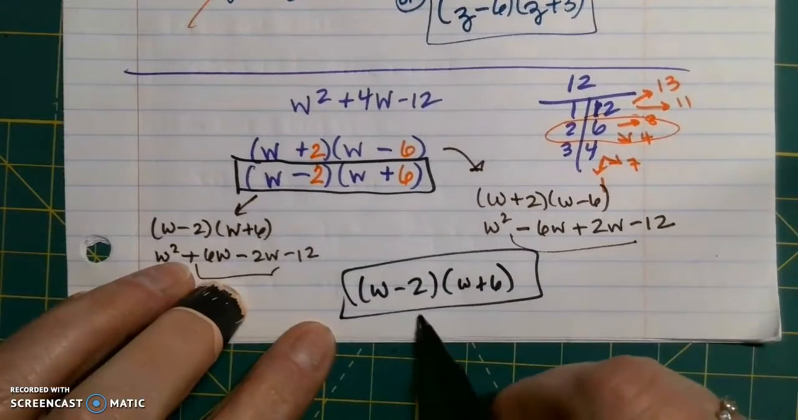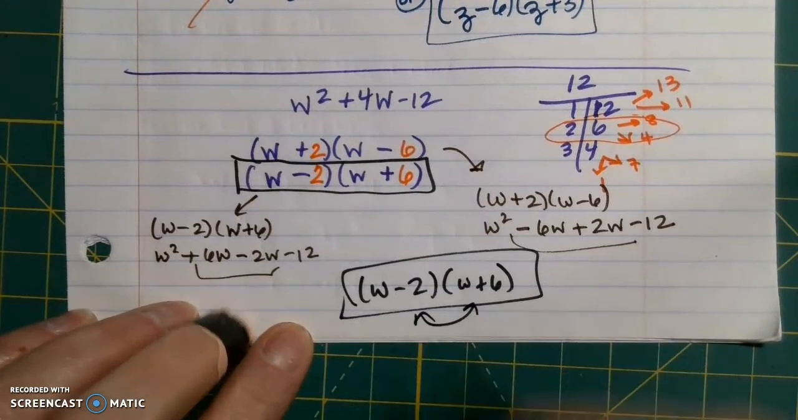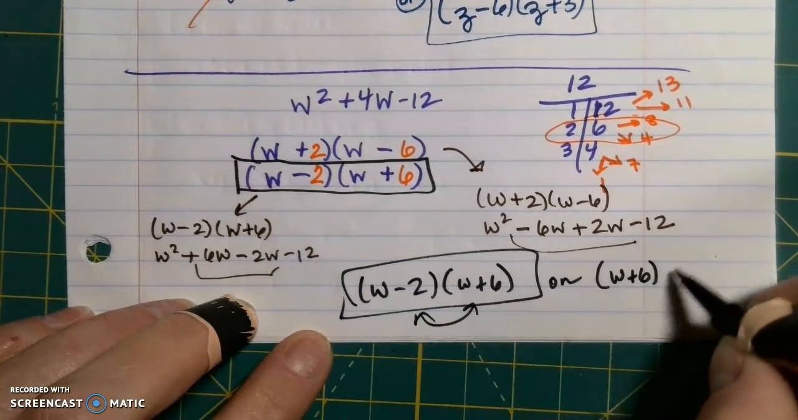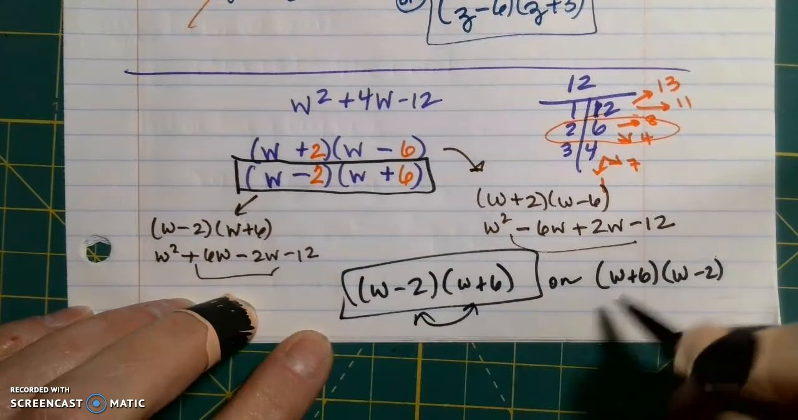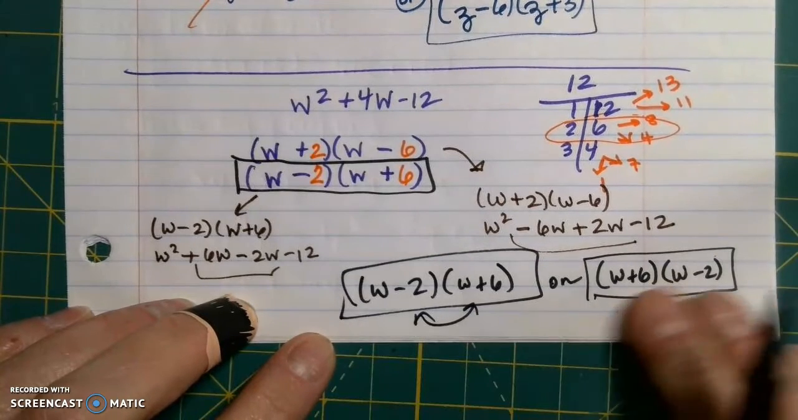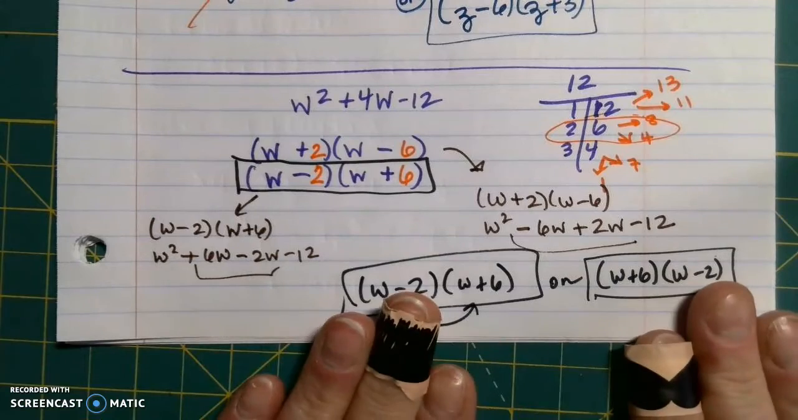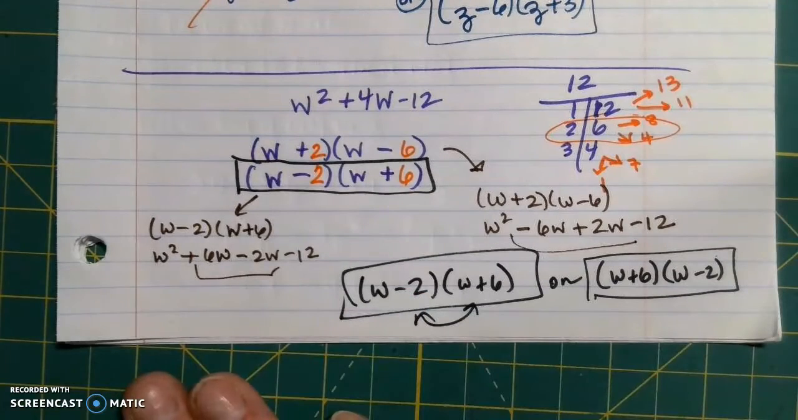And of course, you could flip-flop the entire binomials, so it could be written as w plus 6 and w minus 2. You can't flip-flop within the binomials because of the subtraction that's going on in there, but you can interchange the entire sets of parentheses there.